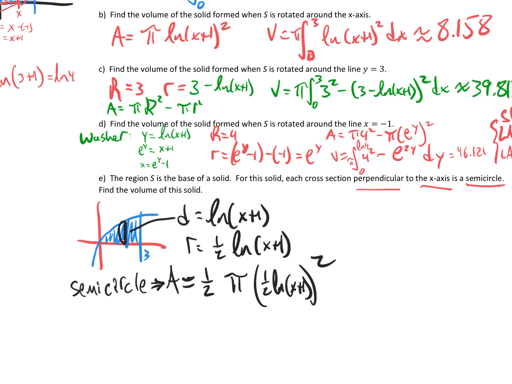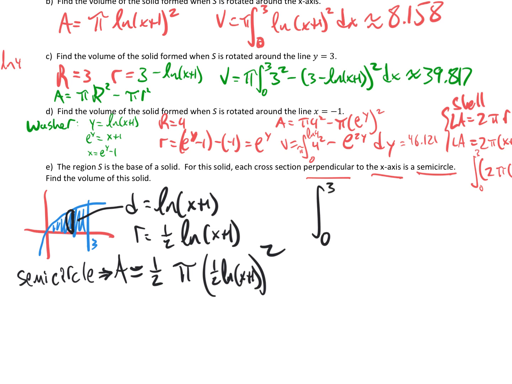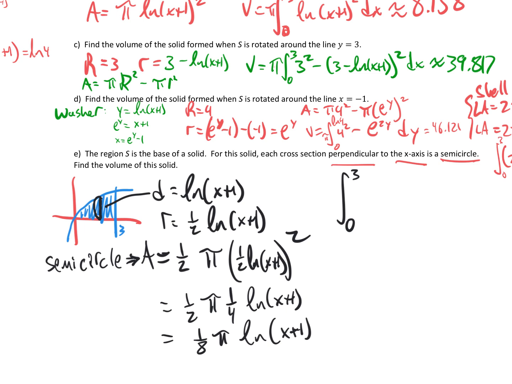Semi means half of a circle. Okay, so all that's left here is to take the integral from 0 to 3 of this. Now let's clean this up a little bit. This is 1/2 pi times 1/2 squared, which is 1/4, natural log of x plus 1, squared. And whenever you simplify this, you should get 1/8. If you want a shortcut to memorize, it's always going to be 1/8 times pi times the diameter squared. That's the diameter. So if you're big on memorizing things, the area of a semicircle turns out to be 1/8 times pi times the diameter squared. There's a pretty little formula for you.